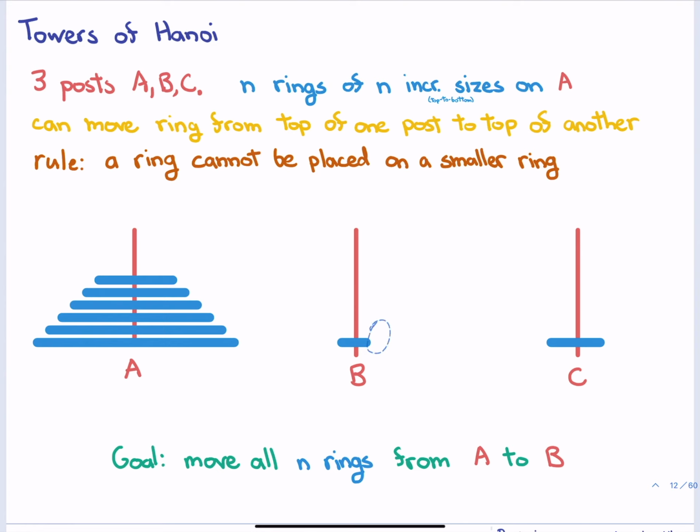You can only move these rings one at a time, and you have to keep the order within each post. All right, and the question is, is it possible to move all n rings from A to B, because they are kind of conflicting with each other, right? You're restricted in your movement, and if so, how?